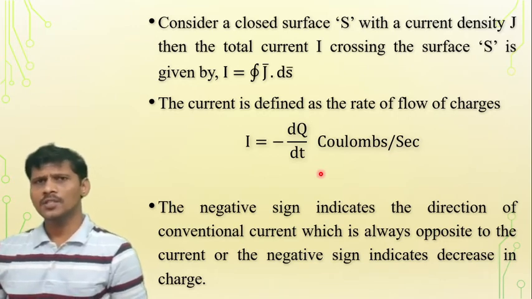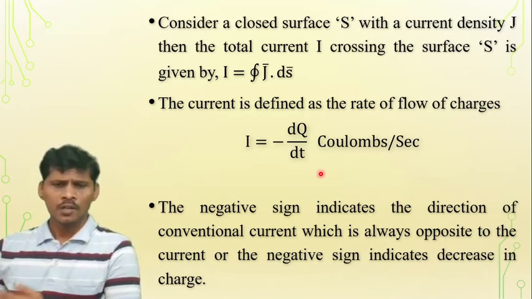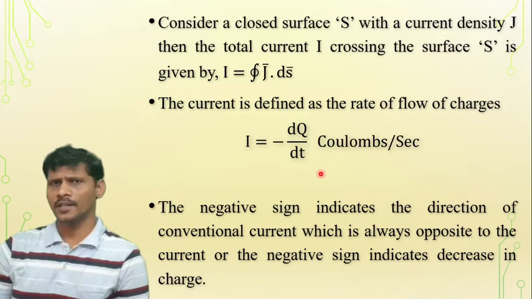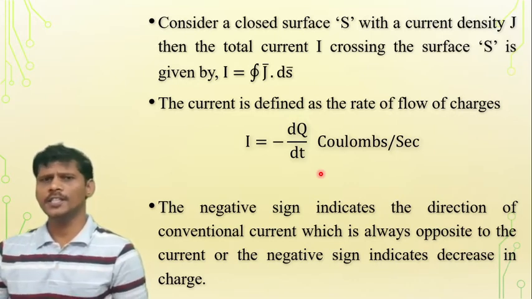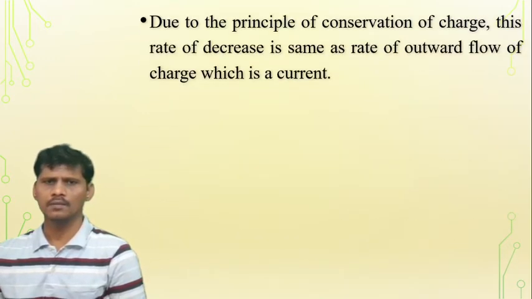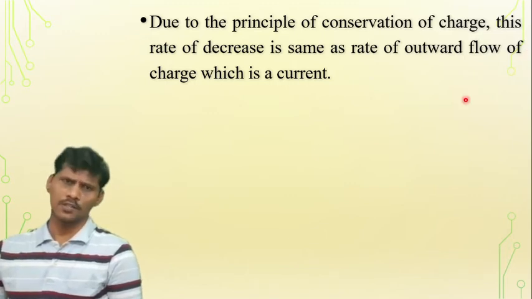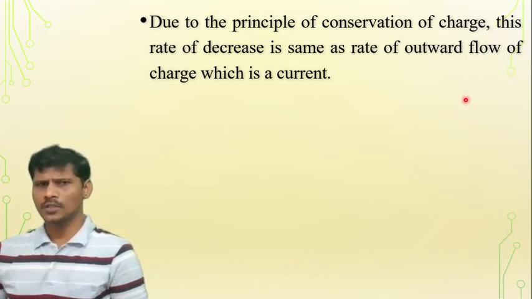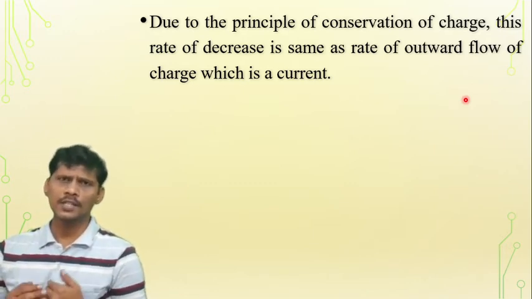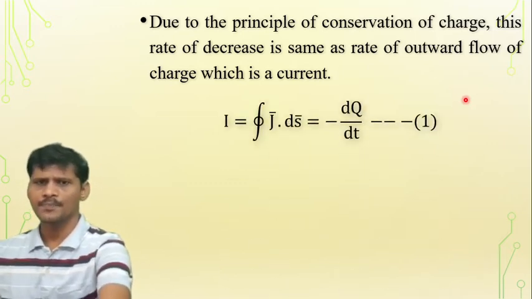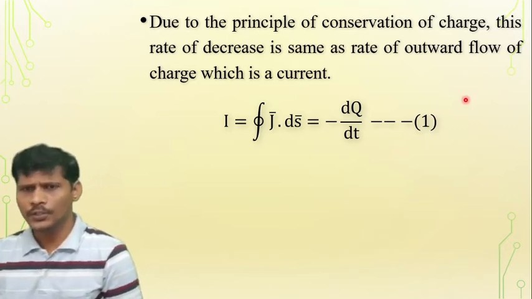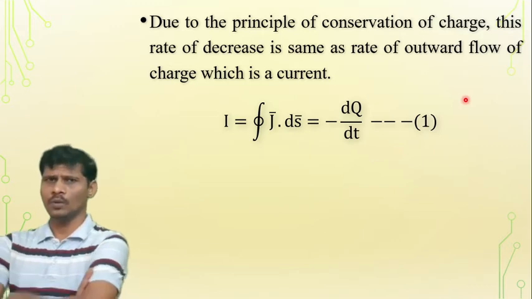The negative sign indicates a decrease in charges. Due to the principle of conservation of charges, this rate of decrease is the same as the rate of outward flow of the charge, which is the current. So the current I is equal to the closed surface integral of J bar dot ds bar is equal to minus dq by dt. That is considered as equation 1.